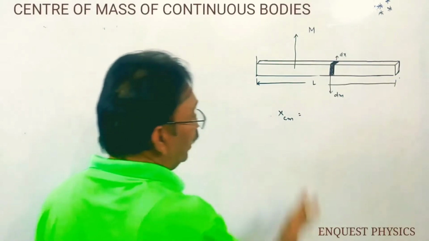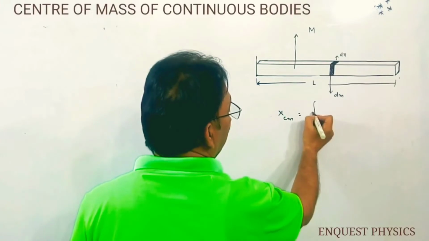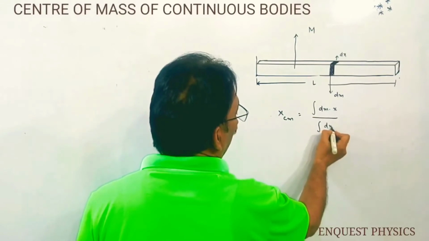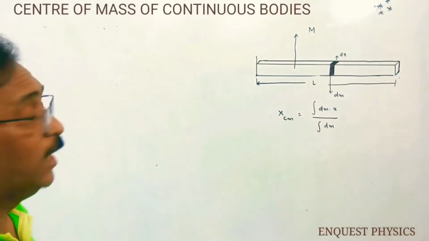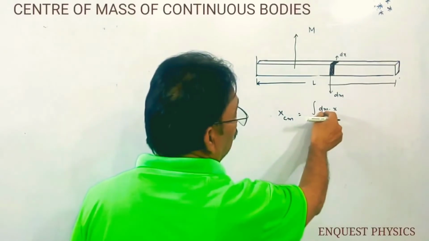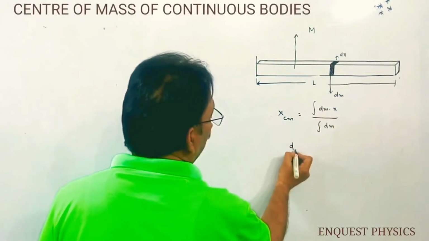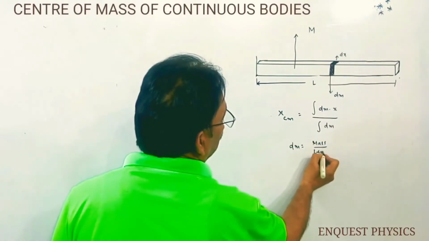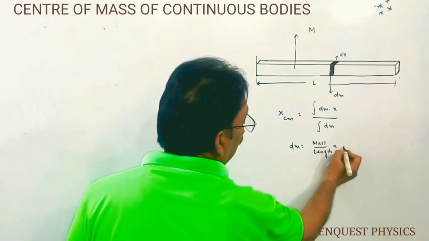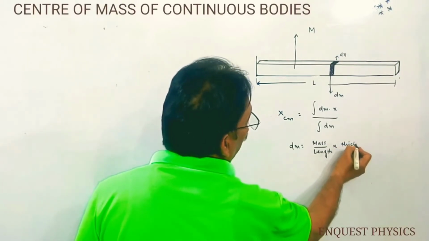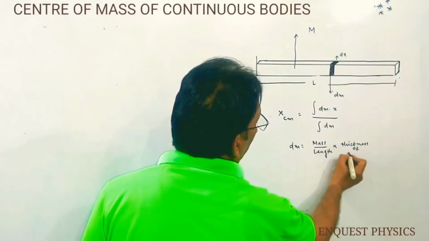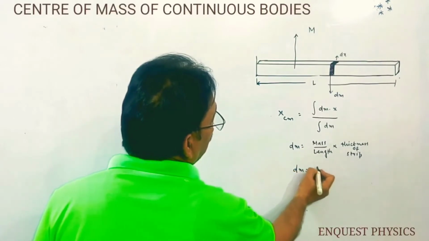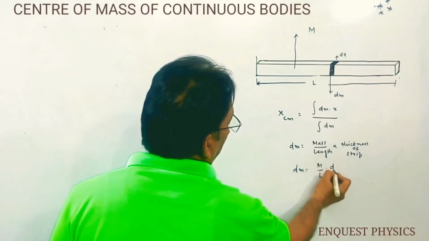the position of the center of mass for continuous bodies is written as the integration of the derivative of mass into x, by the integration of the derivative of mass. Okay, first we have to calculate this one. What is the derivative of mass? The derivative of mass is nothing but the total mass by total length multiplied with the thickness of the strip we took here. Then obviously it can be written as dm is equal to M by L into dx.